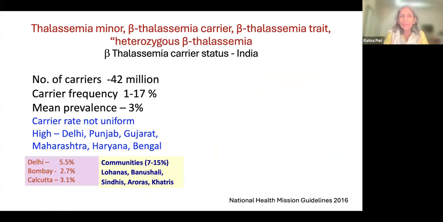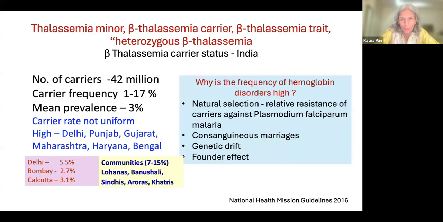So this is some data from India that our carrier rate varies from 1 to 17%. We say on an average, it's about 3%. There's a lot of work that has been done on thalassemia in India. And we know that the carrier rate is not uniform in some belts. We know that beta thalassemia is common. In the tribal population, sickle cell is common. There is a population in the East where hemoglobin E is common, etc. So it helps to know, wherever you are working, what is the common thalassemia or hemoglobin variant in that population.